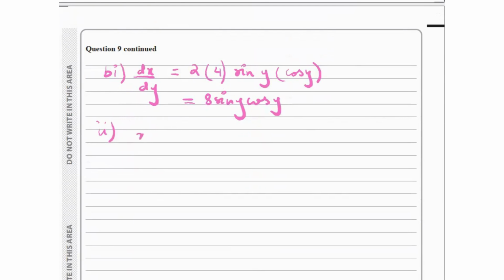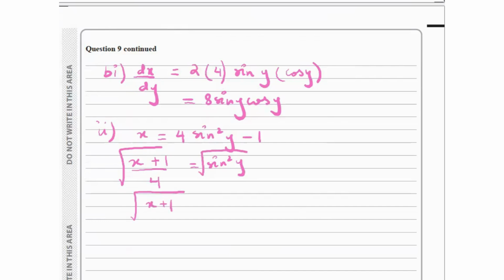So we know that x equals 4 sin²y minus 1. If we make sin²y the subject, it's going to be (x plus 1) over 4. Square root both sides. So that's going to be root of (x plus 1) over 2 equals sin y.